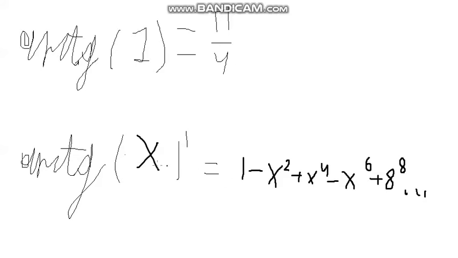Okay, let's try to integrate it and get the same arctangent of x. Integrating both sides, we will get x minus x cubed over 3 plus x to the fifth over 5 and so on. You know how to do polynomials. I will say I'm bad at integrating, but polynomial integrating is very simple.